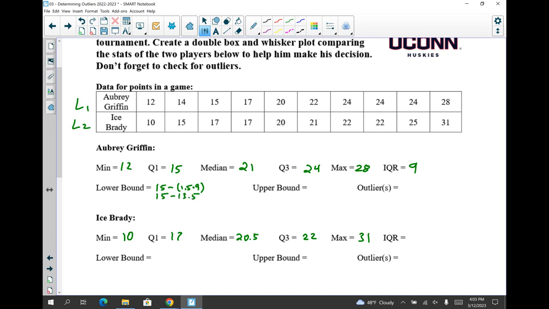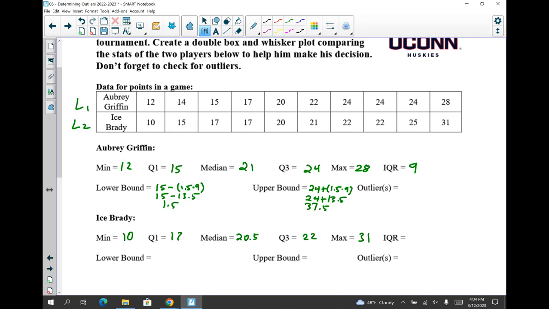Which means our lower bound is 1.5. Our upper bound would be quartile 3 plus 1.5 times our interquartile range of 9, so 24 plus 13.5. Our upper bound is 37.5.